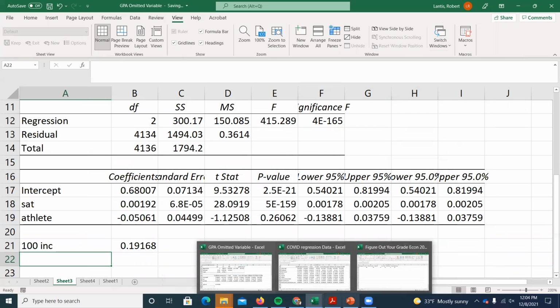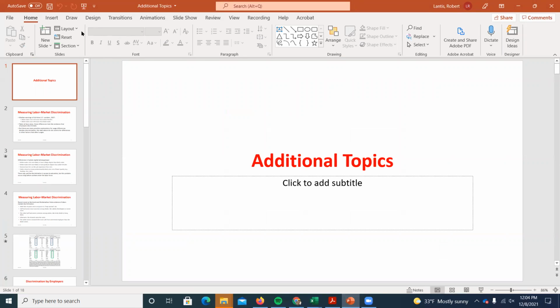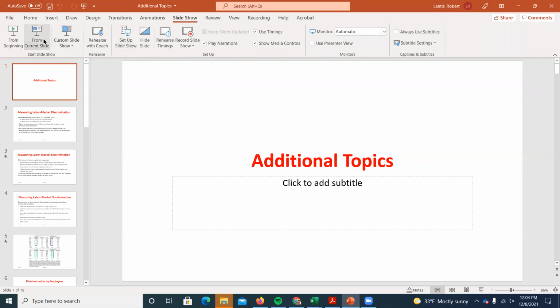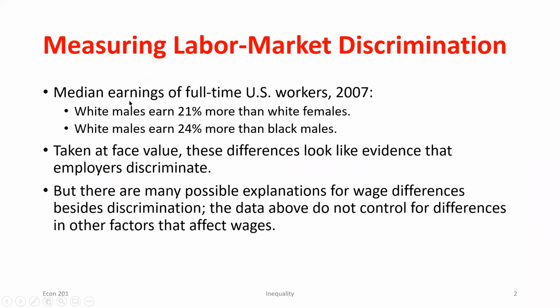All right, so I put up some additional slides on Canvas and called it, I think, additional topics. So it's still related to the labor market, but we can start to think about some things like discrimination, right? So if we look at labor market discrimination, there are significant differences between the income earned by different race, gender combinations. So what I have: white males earn 21% more than white females, 24% more than black males. You can do these cross comparisons. You can break it down by every race status.